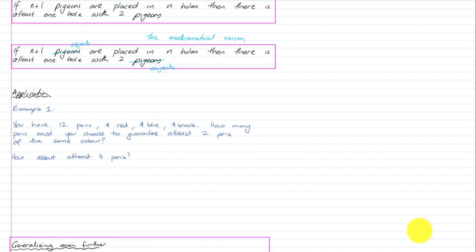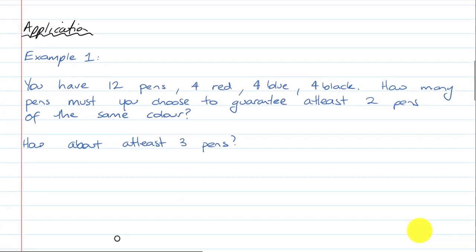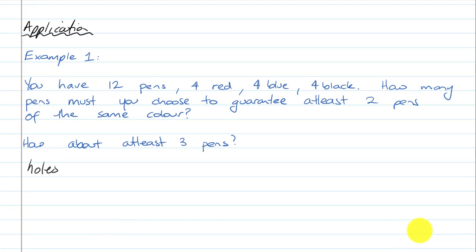So let's have a look at the application. If you have 12 pens, 4 are red, 4 are blue, and 4 are black, how many pens must you choose to guarantee at least 2 pens of the same colour? And how about 3? In this case, the question doesn't look anything like the pigeonhole principle. What we need to determine is what represents the holes and what represents the pigeons. So in this case, the holes are the colours, and the pigeons, or the objects, are the pens. So we're saying, how many pens must we choose to guarantee at least 2 pens of the same colour?